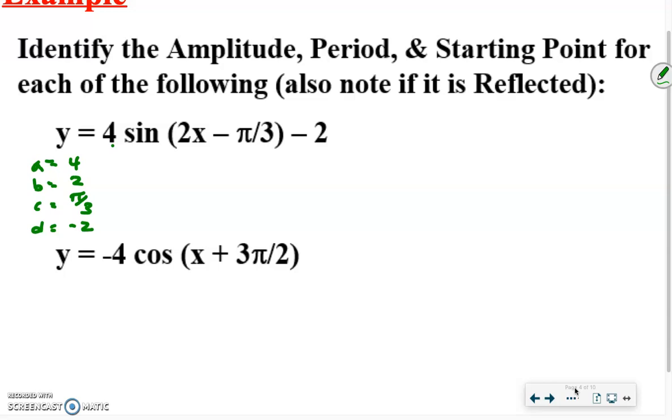All right, so I'm noticing that A is positive. So what does that tell us about a potential reflection? There is no reflection. Again, if A were negative, that's when we would see a reflection. All right, but it's not. So A is positive. We're good to go.